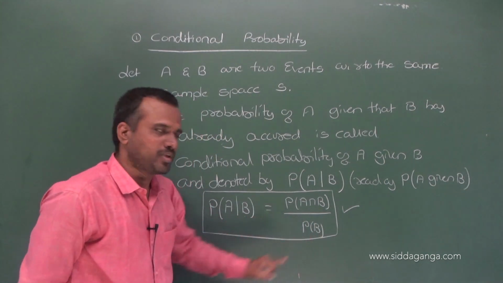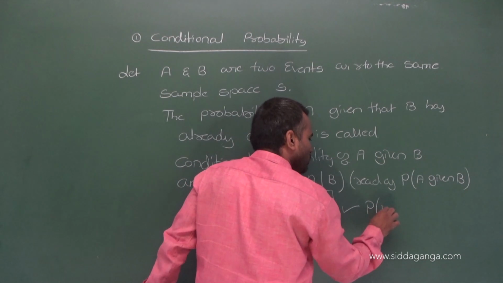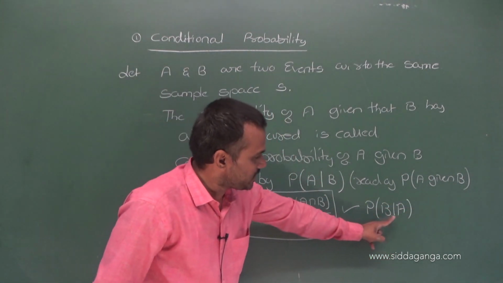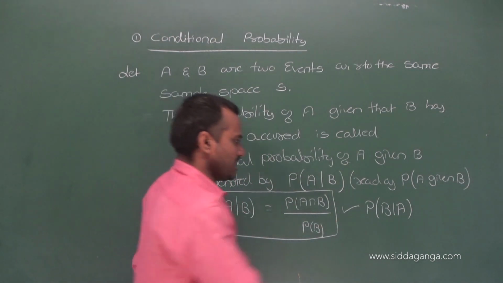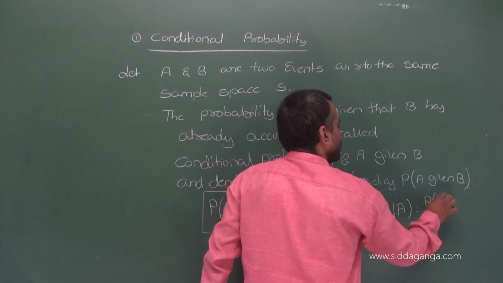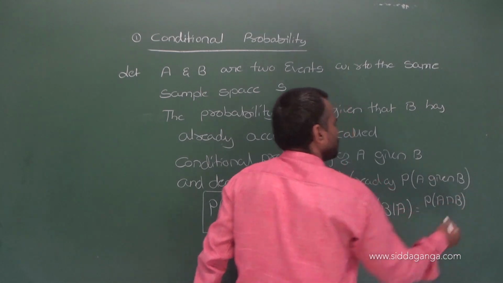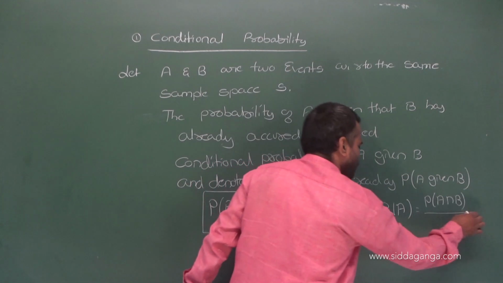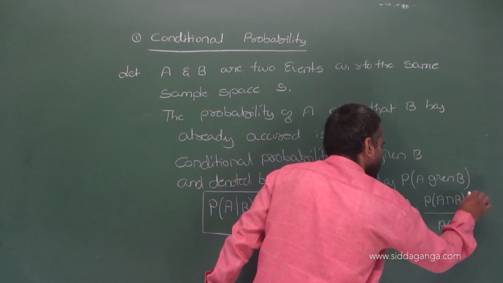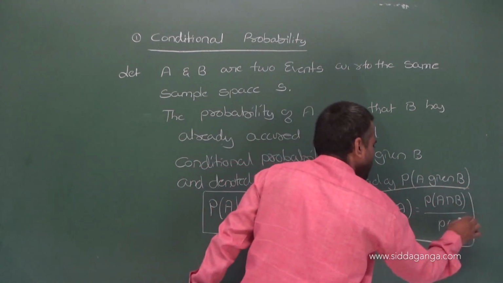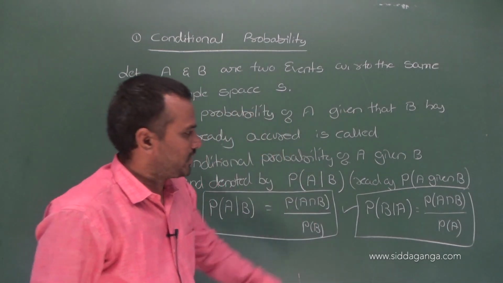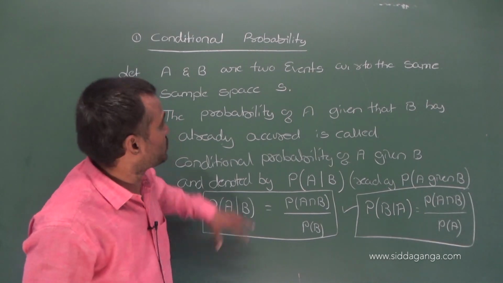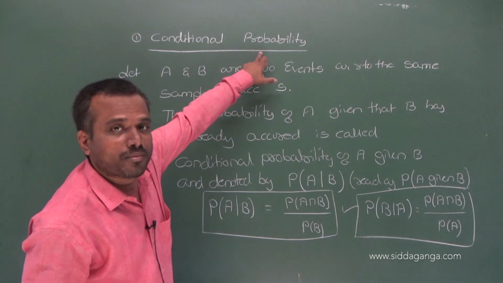If you want the conditional probability of B given A, observe here, B given A is the same as P of A intersection B, because A intersection B is the same as B intersection A, divided by P of A. P of A intersection B divided by P of A. This is the definition of conditional probability.